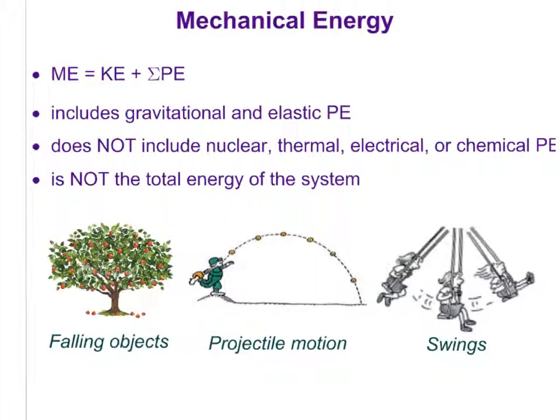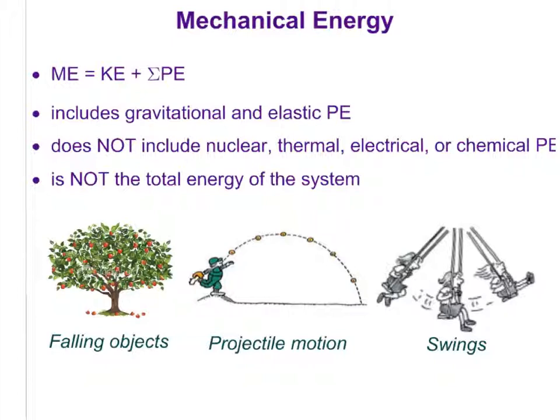So let's talk more specifically about mechanical energy. In the absence of friction, mechanical energy is conserved, and we can say that the mechanical energy is going to equal all of the kinetic energy plus the sum of all the potential energy as well. This includes the gravitational and the elastic potential energy. Again, it does not include nuclear, thermal, electrical, or chemical potential energy. It is not the total energy of the system altogether. Realize that if some of the mechanical energy is converted into, say, thermal energy, and some of that energy leaves the system so that we no longer have a closed system, then mechanical energy will not be conserved. We'll talk about that in a little bit.